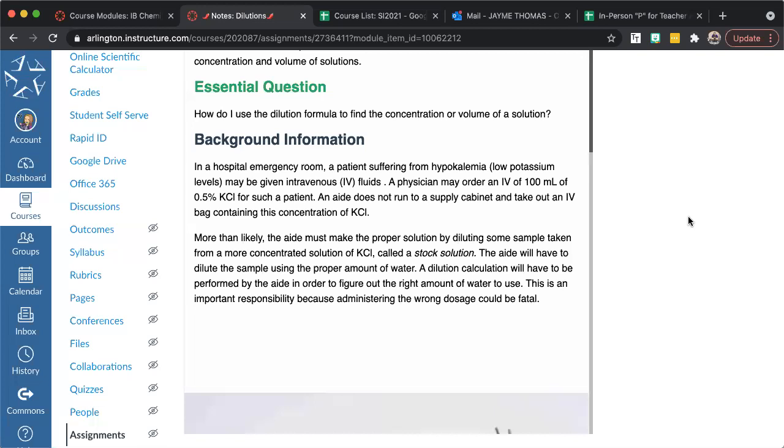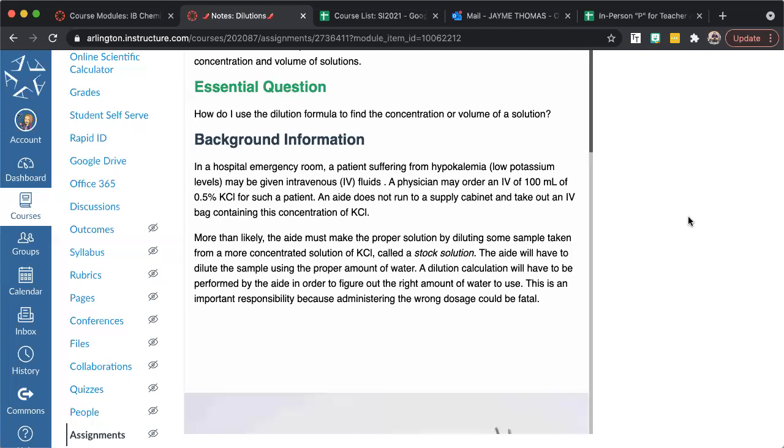So they would say 100 milliliters, or 100 cc's, of a 0.5% solution of potassium chloride, because that compound is going to increase the potassium levels in the patient's bloodstream. And that would hopefully counteract whatever symptoms they're having. So an aide or a nurse who's going to be administering that doesn't go to the supply closet, because there's not an IV bag that's going to be exactly 0.5% KCl.